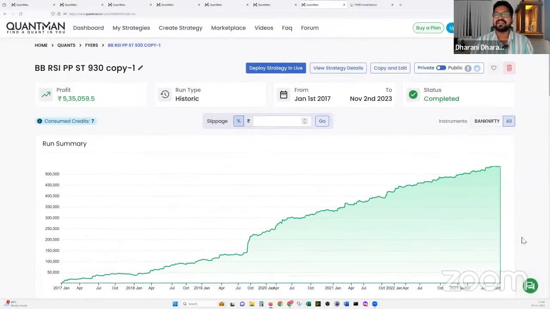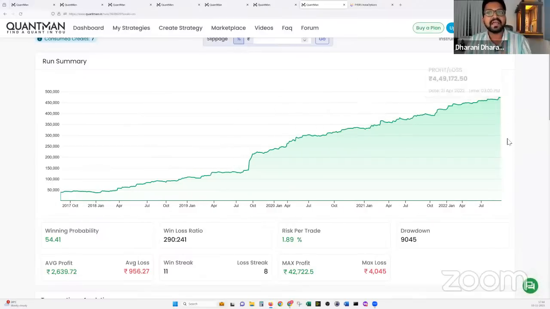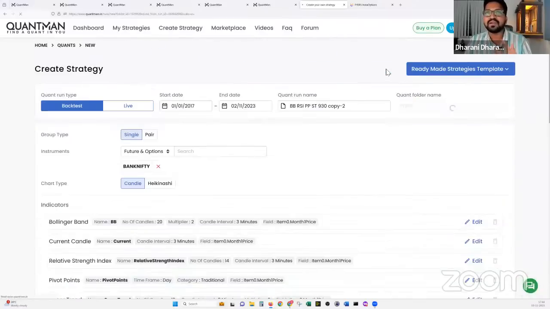Which one is the higher one? 1.89. That's crazy. See, I'm pretty sure now you guys were able to understand it. It's very simple. Okay, so till now we understood that backtesting is very simple. And see, there are more indicators.